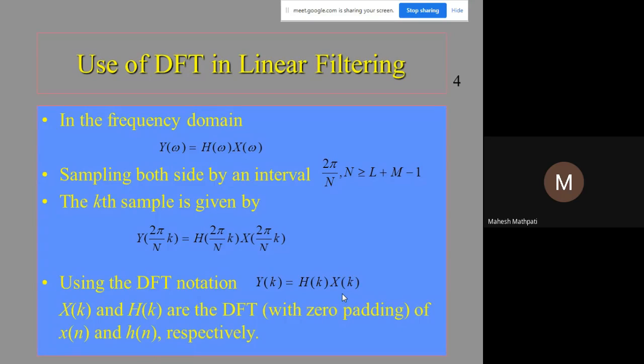That's what I am doing here again simply. We are converting that continuous function to a discrete function, so we are going for this sampling function. Now, just write that the kth sample is given by replacing omega by the value 2 pi by N into k: Y of 2 pi by N into k equals H of 2 pi by N into k times X of 2 pi by N into k.